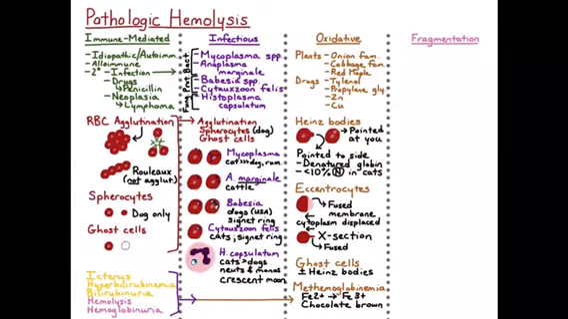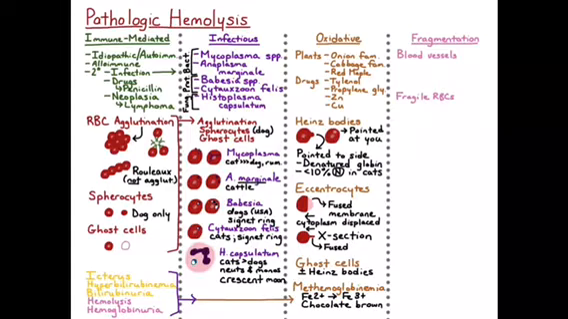This video is going to be on fragmentation hemolysis. Fragmentation hemolysis occurs when the red blood cell is broken within the blood vessel. So this is either a disease of the blood vessels, or it's a disease of the red blood cells in that they're more fragile and can break easier.